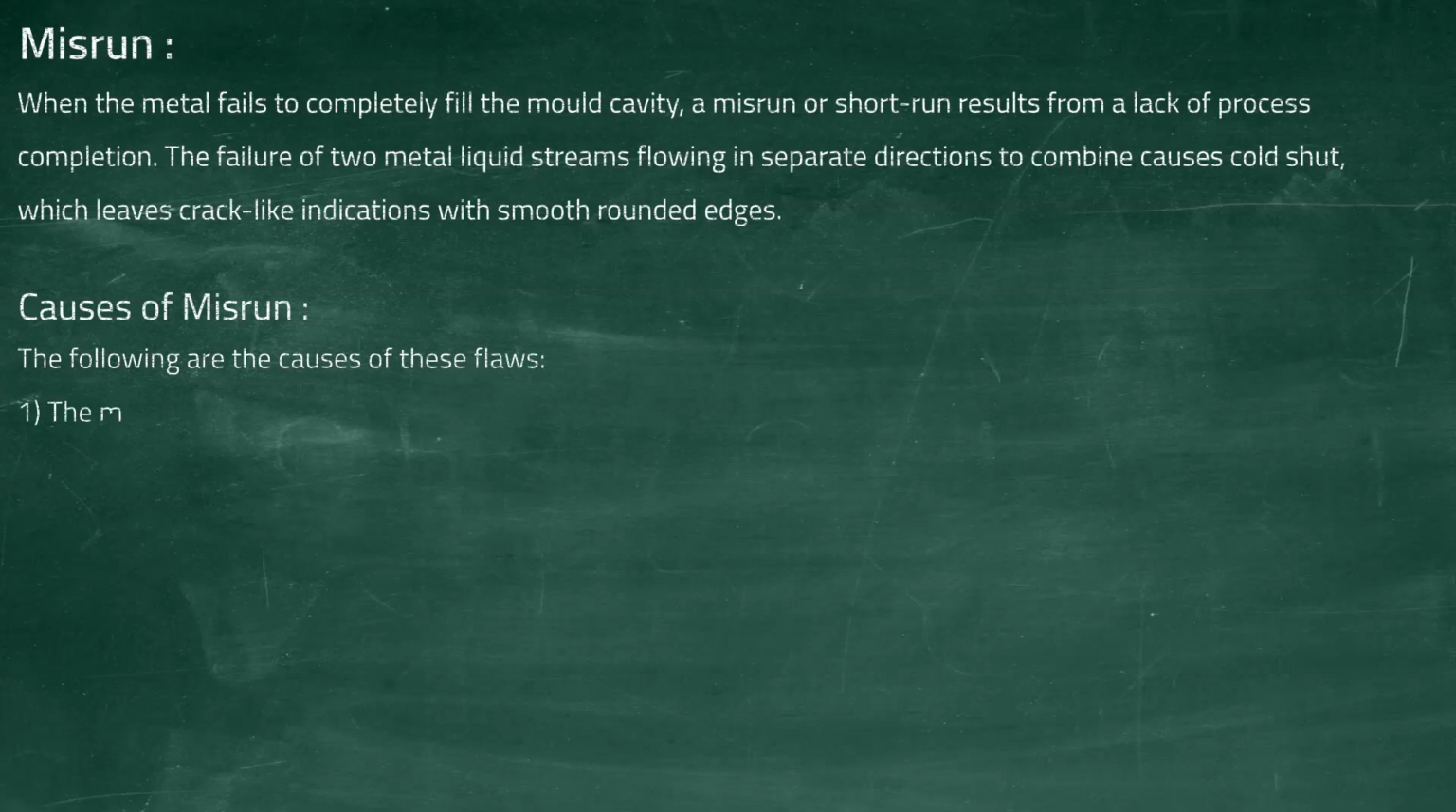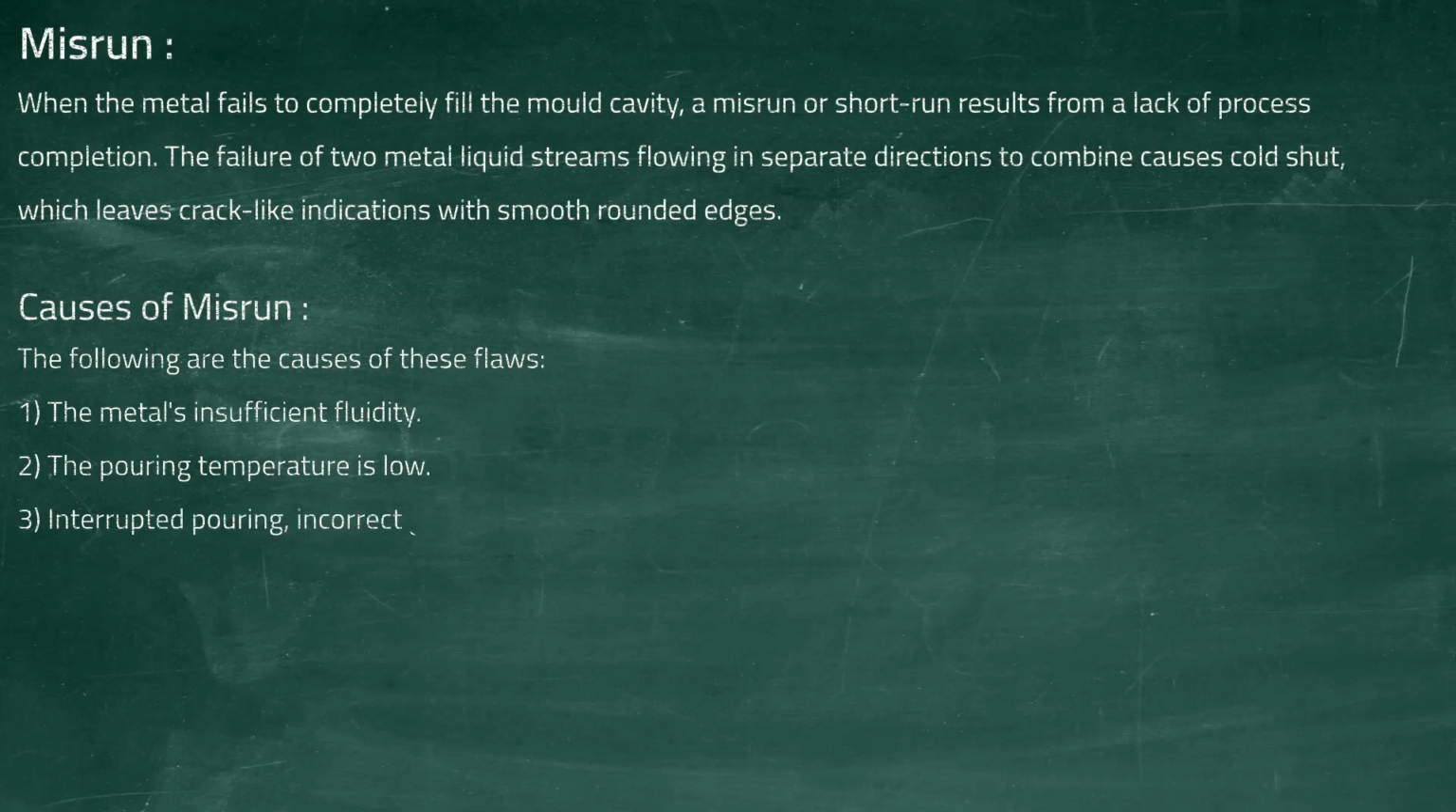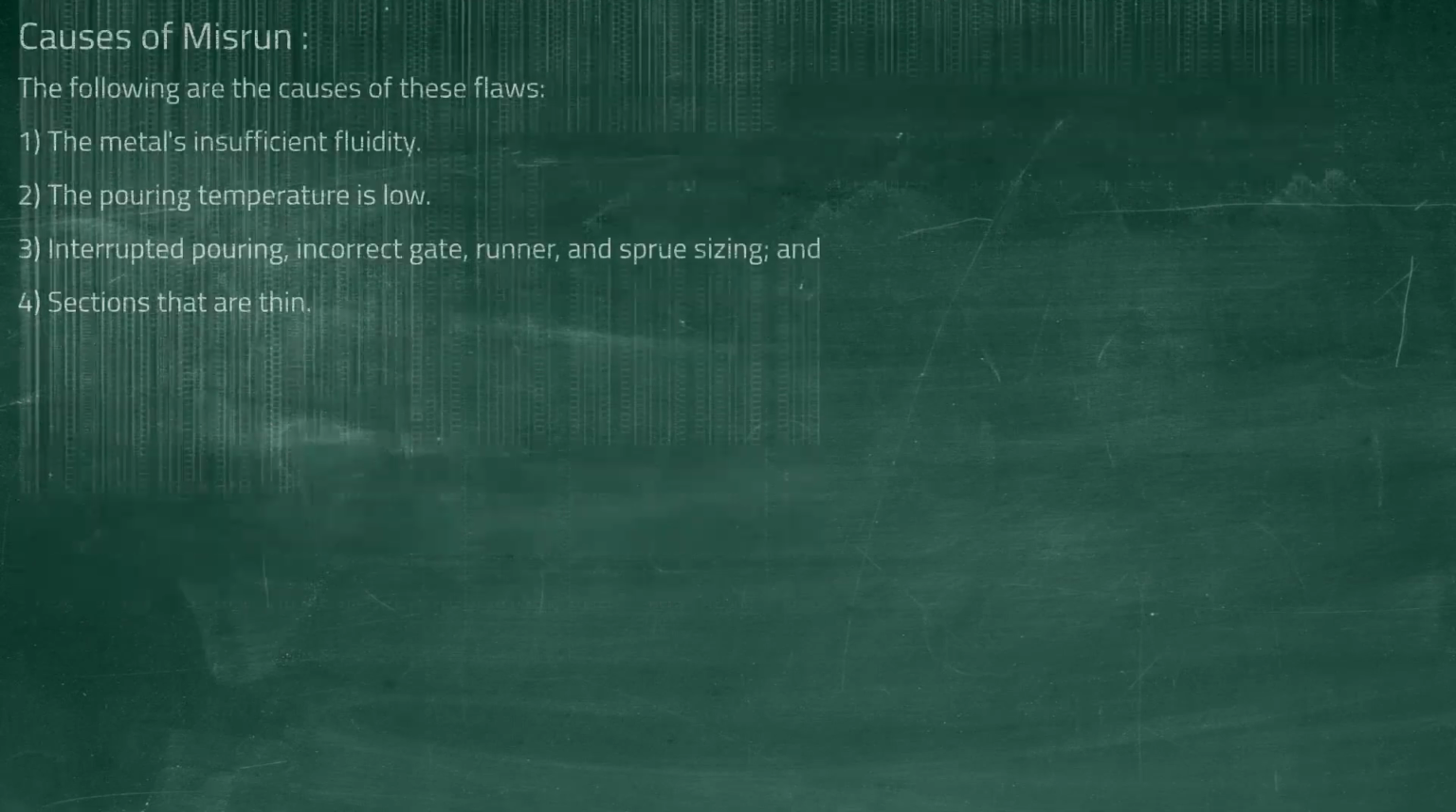The metal's insufficient fluidity. The pouring temperature is low. Interrupted pouring, incorrect gate, runner, and sprue sizing, and sections that are thin.